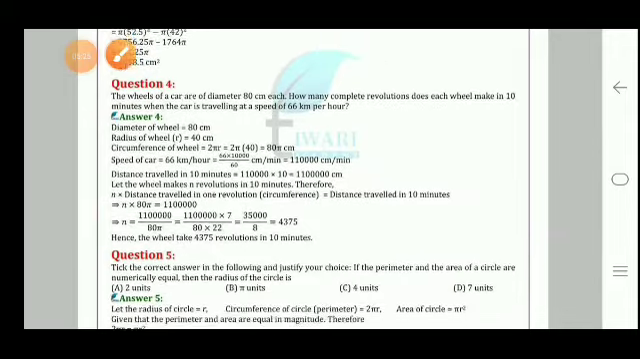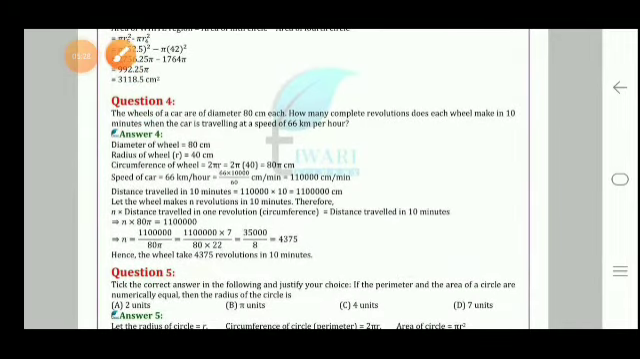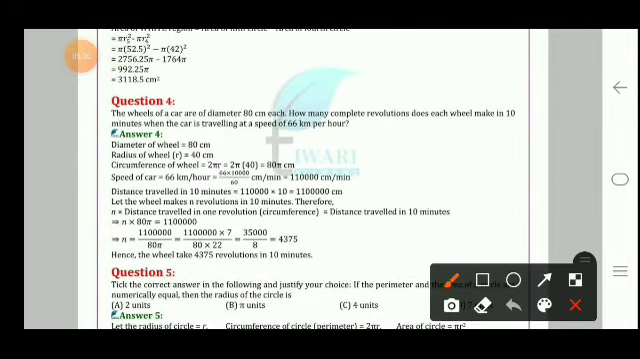The next question, question number 4, it is given that the wheels of a car have a diameter of 80 centimeter. How many complete revolutions does the wheel make in 10 minutes when the car is traveling at a speed of 66 km per hour? Diameter of the wheel is 80 centimeter, radius will be half of it, that is 40 centimeter, circumference will be 2 pi r, that is 2 pi into 40, which is 80 pi.